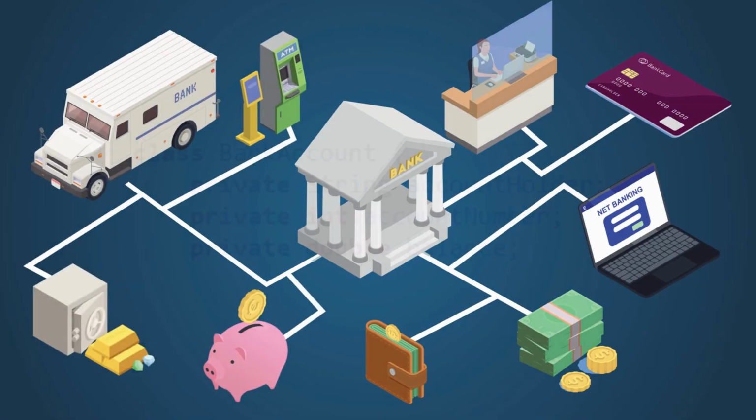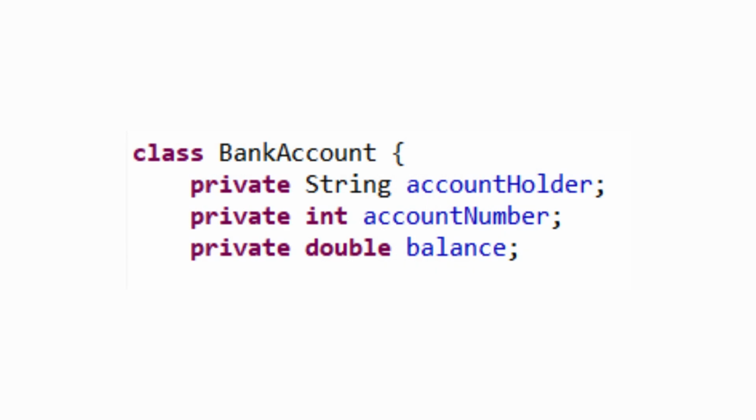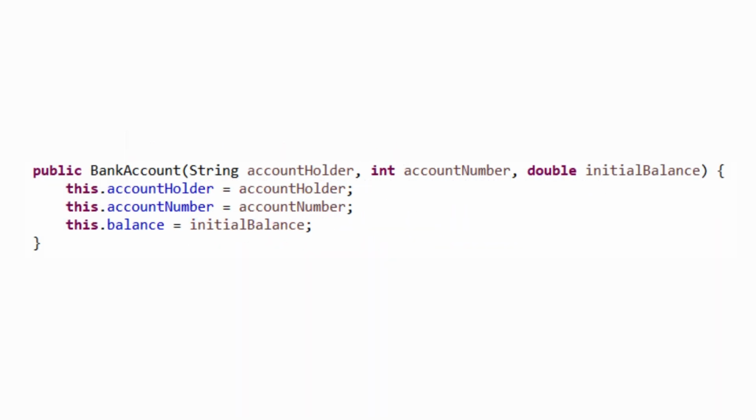So let's create the BankAccount class first. Class BankAccount, private String accountHolder, private int accountNumber, private double balance. Let's build a constructor. Public BankAccount(String accountHolder, int accountNumber, double initialBalance). this.accountHolder = accountHolder. this.accountNumber = accountNumber. this.balance = initialBalance.